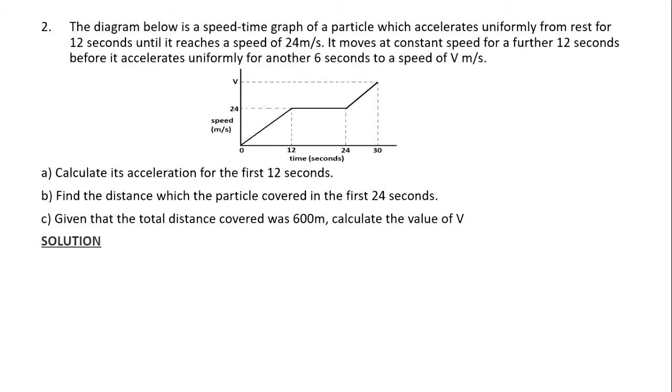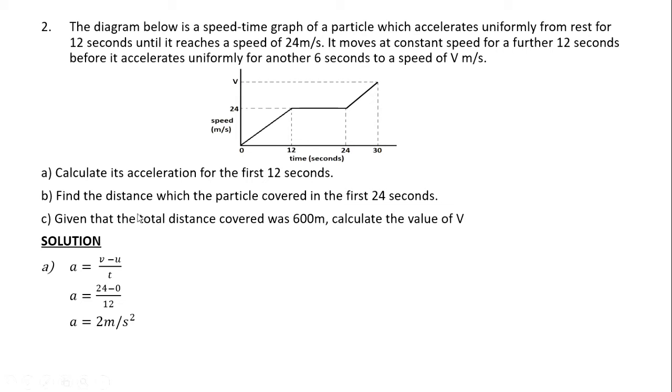So we are going to say a equals v minus u over t. Where there's v, we'll replace the 24, which is the final velocity. Where there's u, we'll replace the 0, which is the initial velocity. Where there's t, we'll replace the 12, which was the time. 24 divided by 12 will give us 2. Therefore, the acceleration was equal to 2 meters per square second.